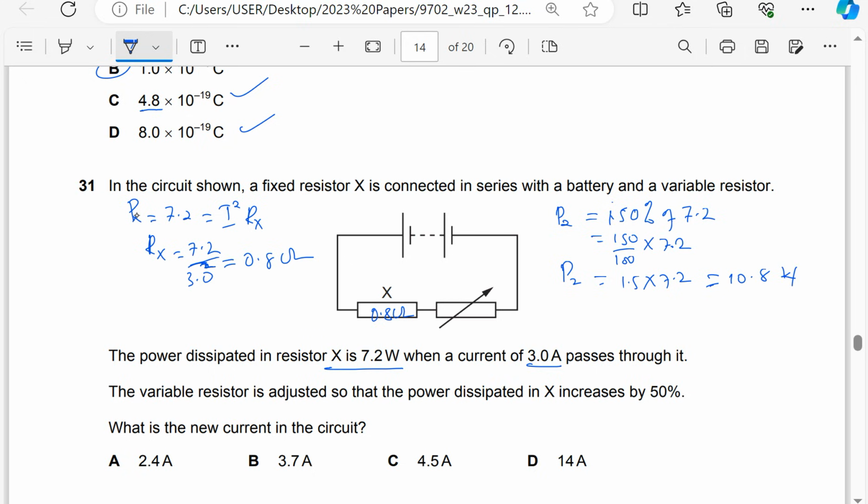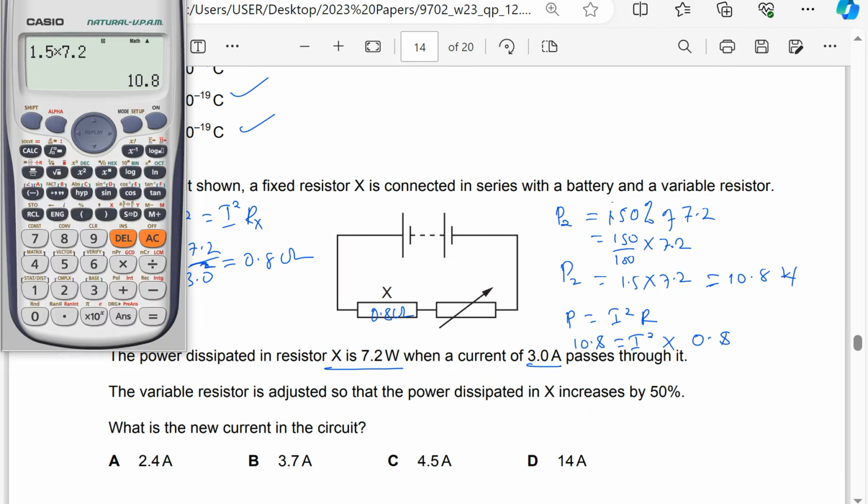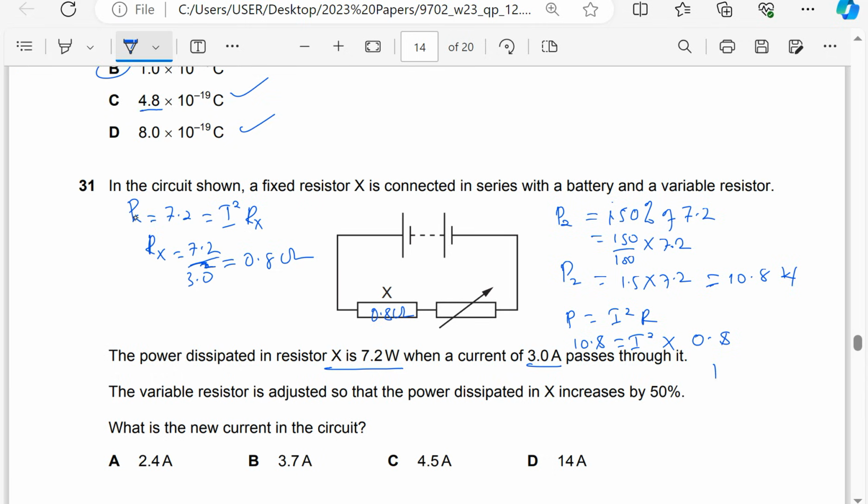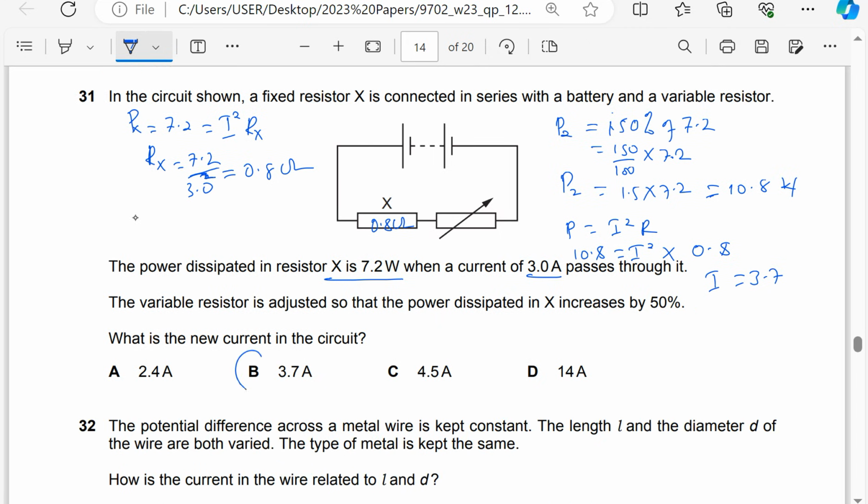So what is the new current? Of course, the resistance of X is remaining constant. Since power is equal to I squared times R, 10.8 is equal to I squared times the resistance, which is 0.8. So I divide by 0.8, then find the square root of the answer, which is 3.67 or 3.7. So I is going to be 3.7. So the answer here is going to be automatically B.